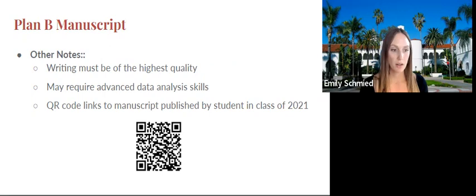We have here on this slide a QR code that links to a manuscript that was published by a student who graduated in 2021.